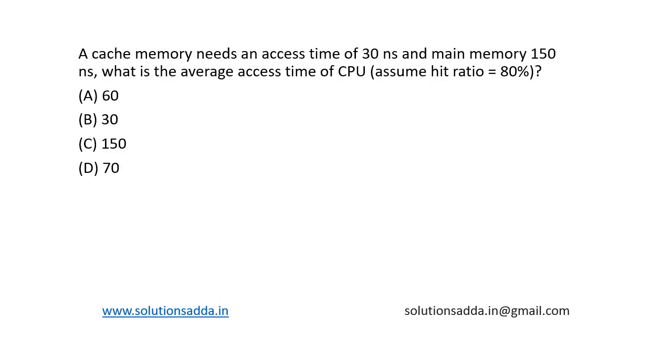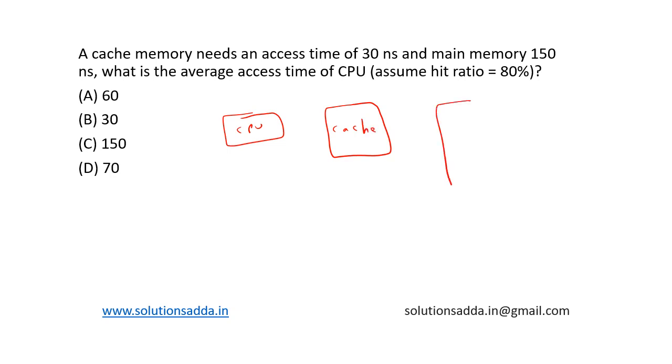This is a question from computer organization. A cache memory needs an access time of 30 nanoseconds and main memory 150 nanoseconds. What is the average access time of the CPU? Assume the hit ratio to be 80%. So here we have the CPU. Next to the CPU we have the cache.